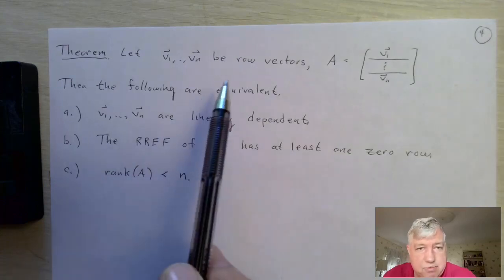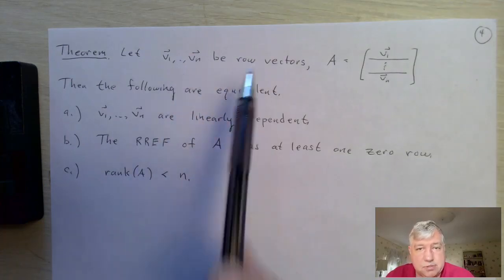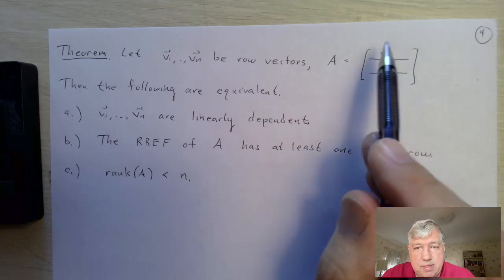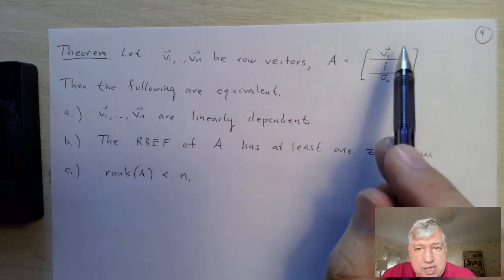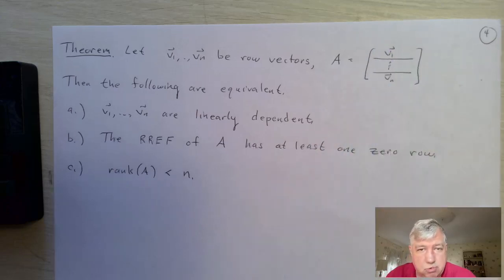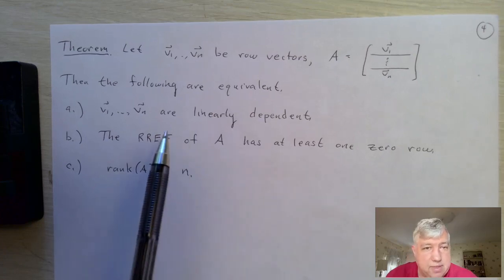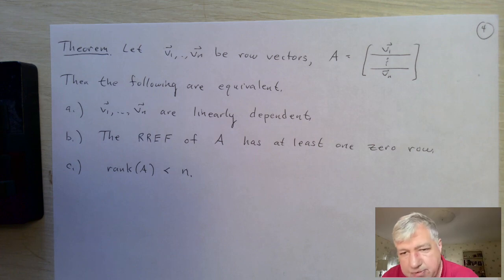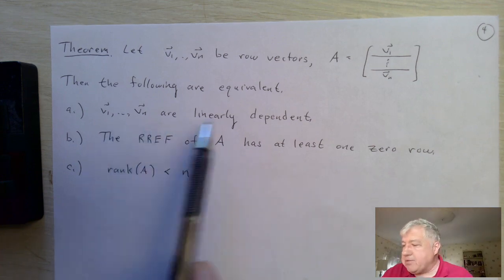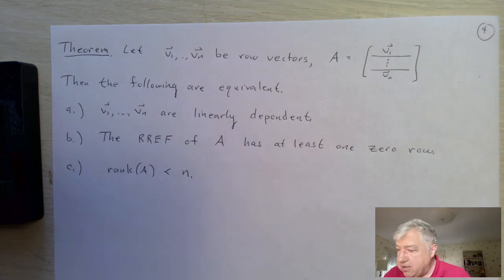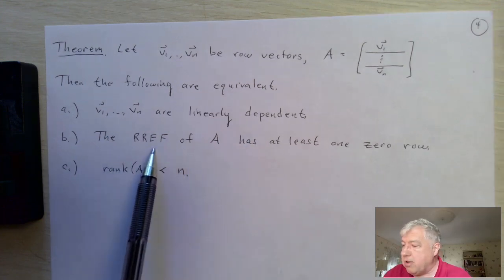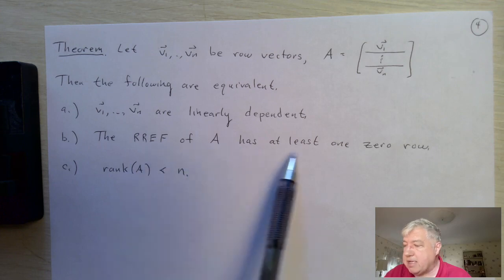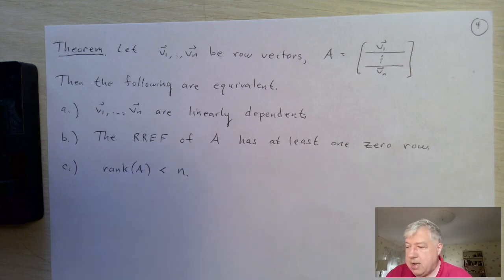Now the other way that we just did can be reflected in this theorem, and that says if v1 through vn are row vectors now, and we take A to be the matrix having these vectors as its rows, then the following are equivalent. Okay, and again, equivalent means that if one statement is true, then all of them are true. First says that the vectors are linearly dependent. The reduced row echelon form of A has at least one non-zero row, and the rank of A is less than n.